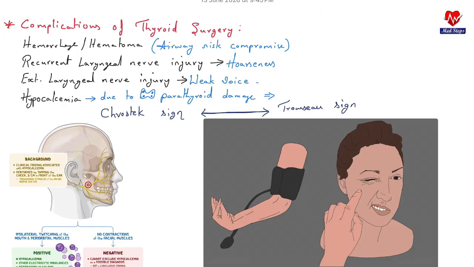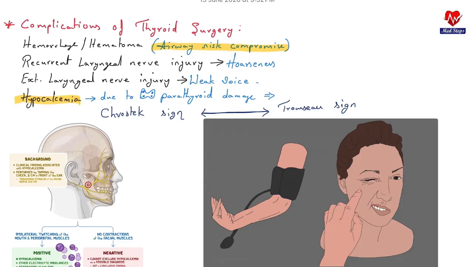Next we can see some complications of thyroid surgery. If you are in an OSCE setting and the doctor asks you to tell the complications of thyroid surgery, we have to divide the complications. For example, immediate complications are hemorrhage, where the patient gets airway obstruction or hematoma, because of airway compromise. Next, in early complications we can see hypocalcemia and recurrent laryngeal nerve injury.